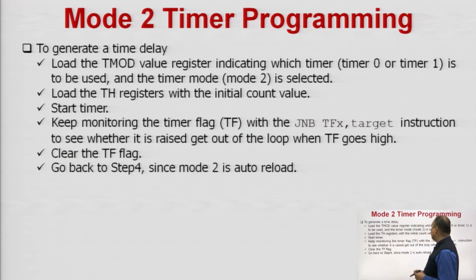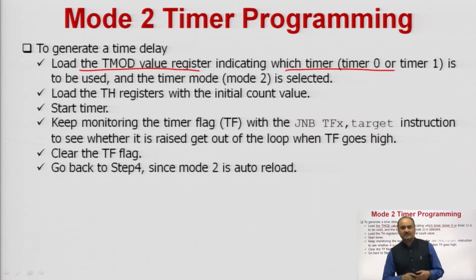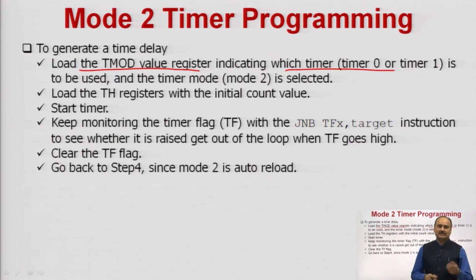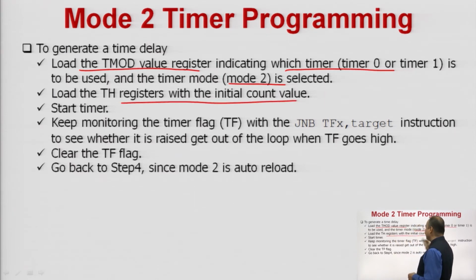The following are the steps required in mode 2 to generate a time delay. First, load the TMOD register indicating which timer we are going to select. The TMOD register is an 8-bit register. With the help of this register, we can select timer 0 or timer 1, and then the mode of operation. Since it is mode 2, mode 2 operation is selected, which is the auto reload mode. Load the TH register with the initial count value; because it is auto reload mode, we need to load the TH register with an 8-bit value.